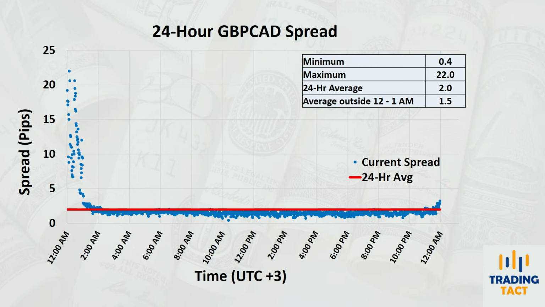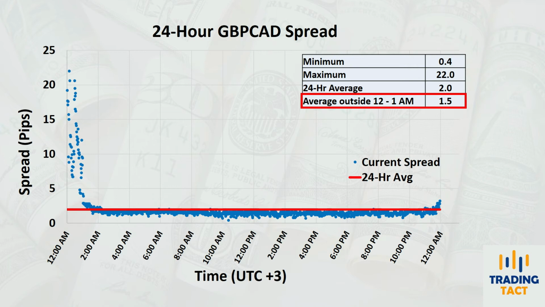Spreads usually stay below 2 pips except during the 12 to 1 AM window, where spreads skyrocket to over 20 pips. This is when New York has just closed and Sydney is beginning to open. With few business transactions occurring throughout the world, liquidity is at its lowest point of the day. It is interesting that the average spread outside the illiquid 12 to 1 AM window is only 1.5 pips, which is actually lower than the 2 pips I specified for the backtest.